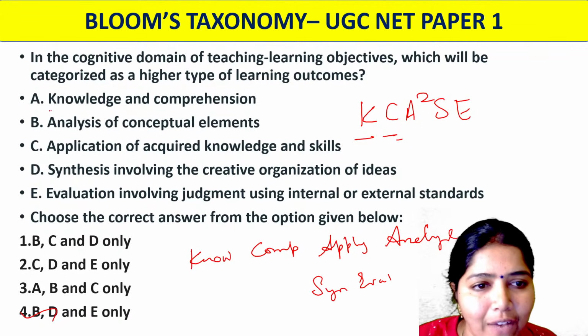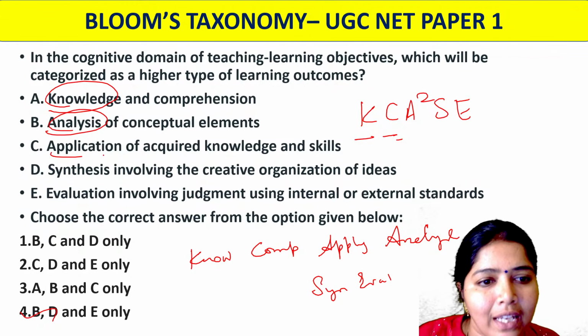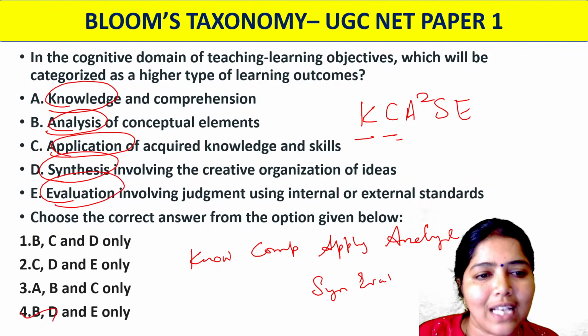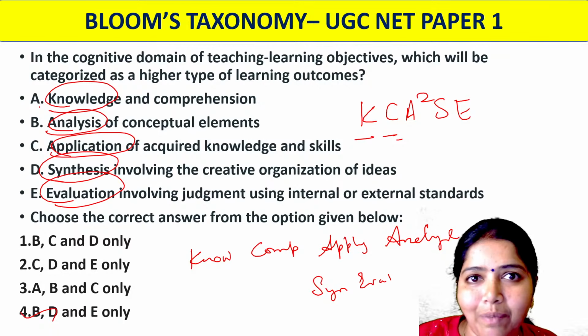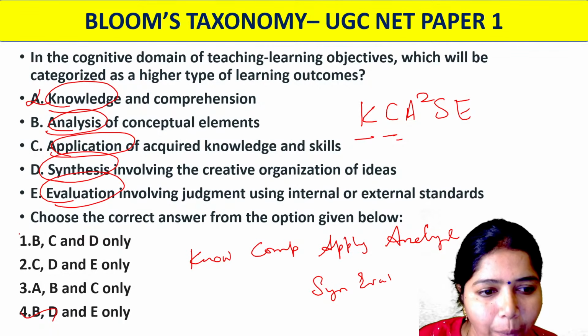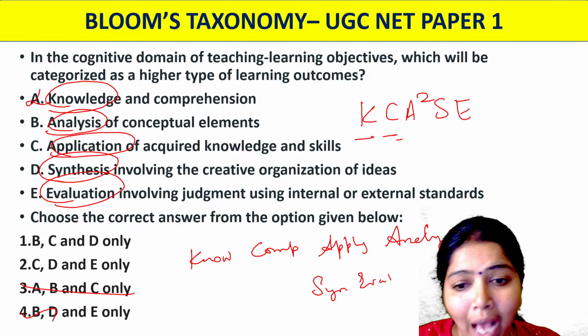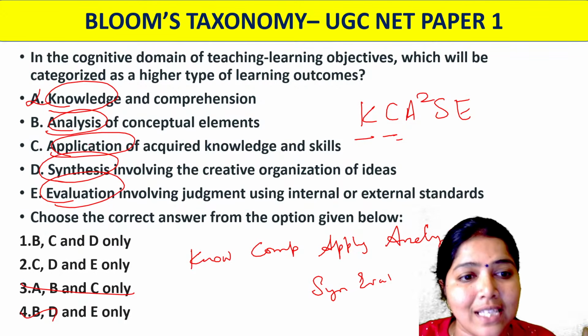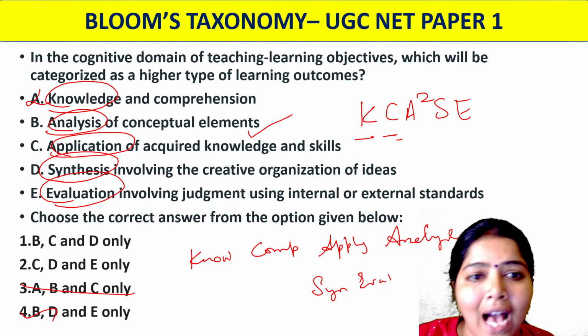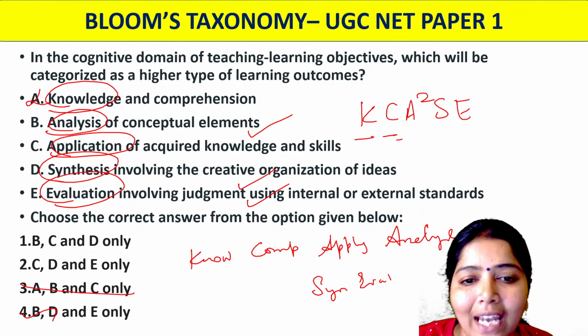See, they have easily given the keywords here. We just have to select. Knowledge will not come, as this is a low order type, so we can eliminate option A. Then comes analysis and application. Application comes first and then analysis. So according to the question, analysis, synthesis and evaluation.